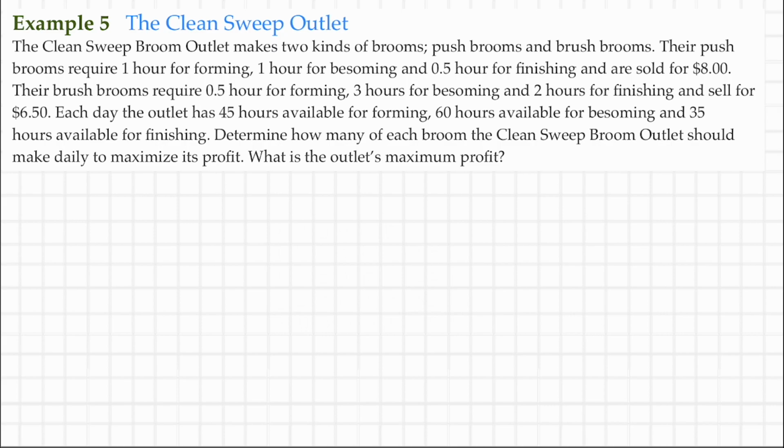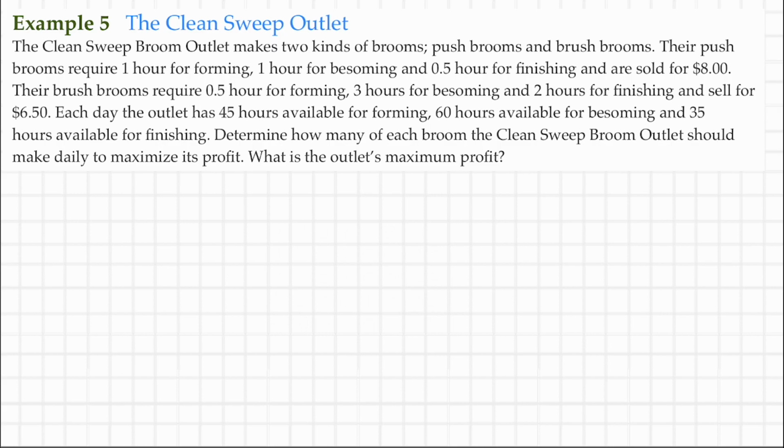So again, we continue solving standard linear programming problems using the Simplex method with this example, the Clean Sweep Outlet. It reads, the Clean Sweep Broom Outlet makes two kinds of brooms, push brooms and brush brooms. Their push brooms require 1 hour for forming, 1 hour for besoming, and a half hour for finishing and are sold for $8. Their brush brooms require a half hour for forming, 3 hours for besoming, and 2 hours for finishing and sell for $6.50.